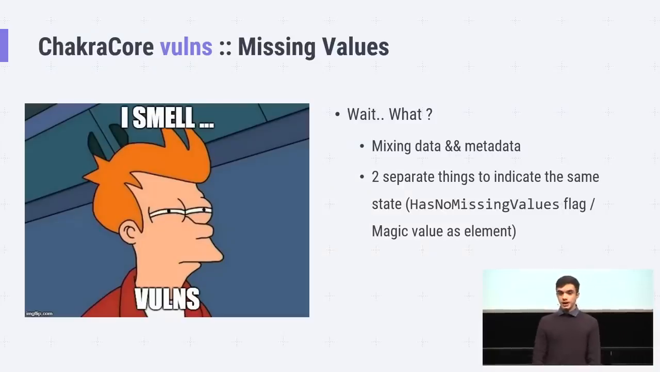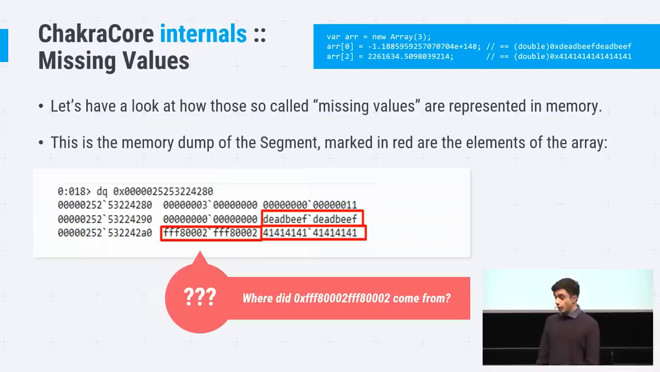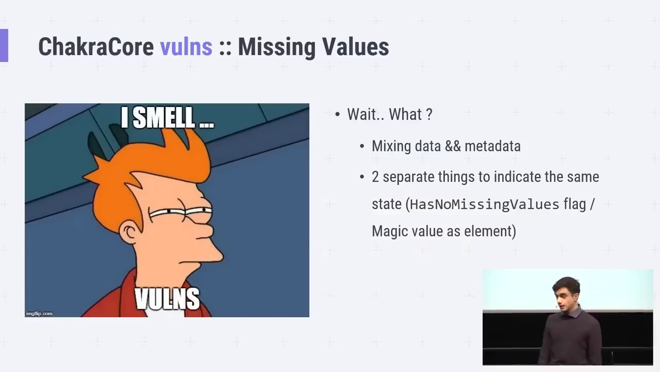We potentially can have here two things that should indicate the same state. We have the flag of the array, which is the has-no-missing-values flag, and we have the content of the array, which we've seen before and is the FFF constant. So what happens if they're mismatched?